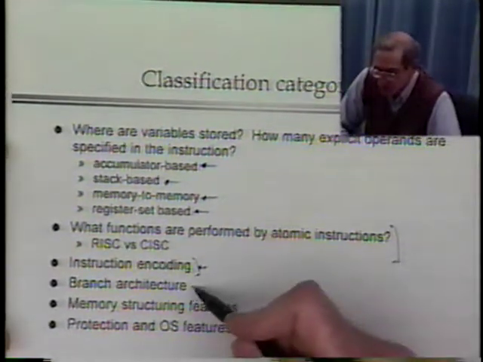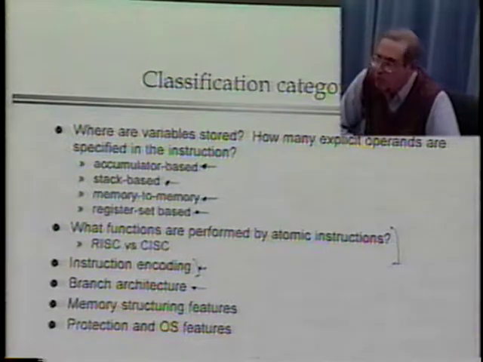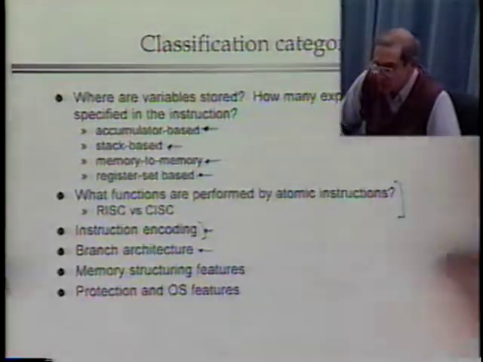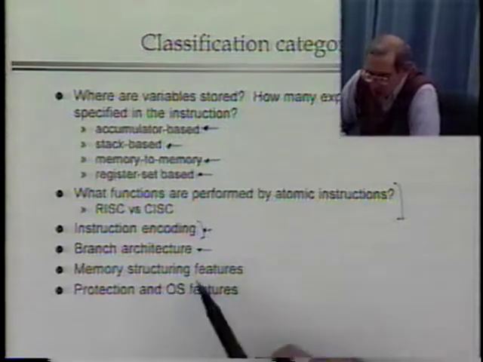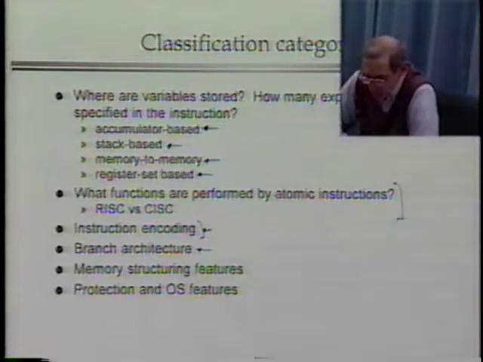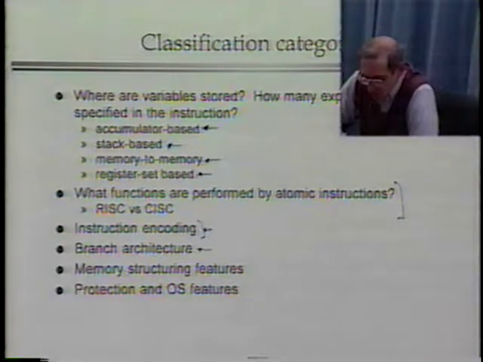Branch architecture is becoming a more and more important part of the architecture classification, because branches are one of the things that makes it very difficult to make high-performance computers. If we only did not have to branch, then many of the computers could be a lot faster than they are. But, of course, computers make decisions, and branches are the mechanism by which they make decisions, and we have to look carefully at the way that part of the architecture is designed.